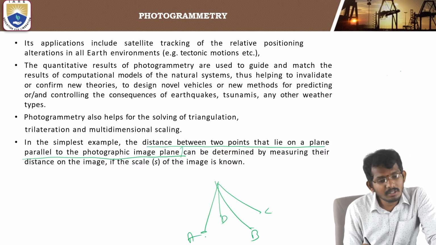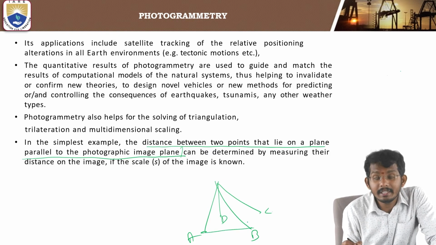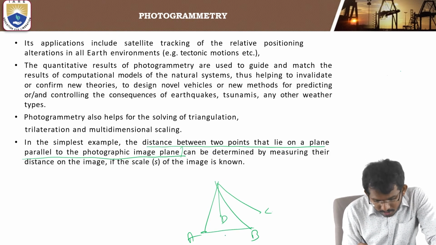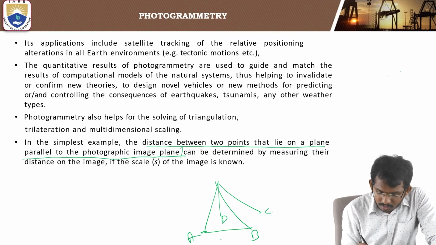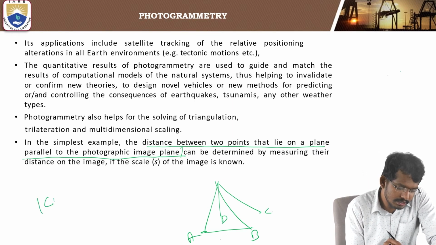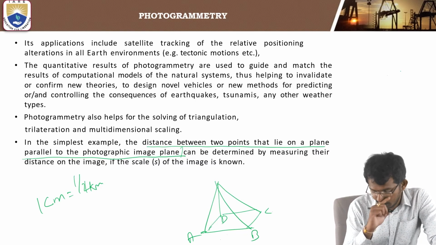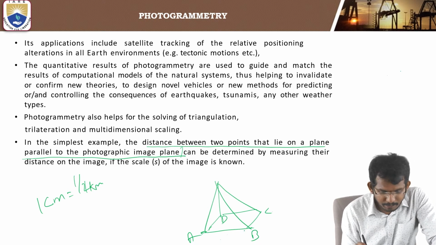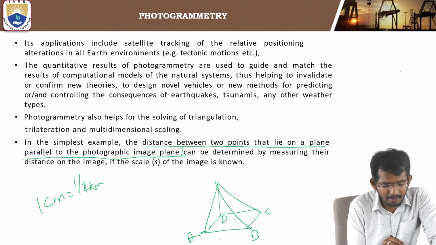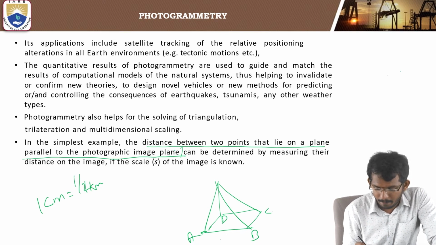So I have captured the image of the tower. I'll measure the AB distance on the photograph, which reflects the ground. Suppose I use a scale of 1 centimeter equal to 1 kilometer or half a kilometer. Or imagine a pyramid, like this. I have measured the distance between two points that lie on the plane parallel to the photographic image plane.